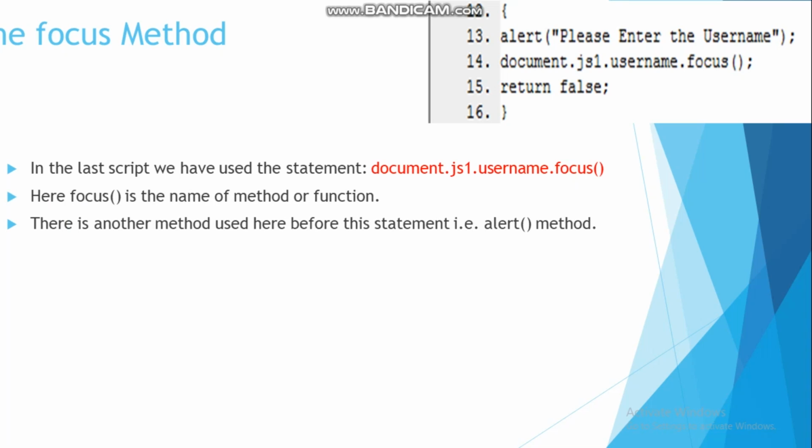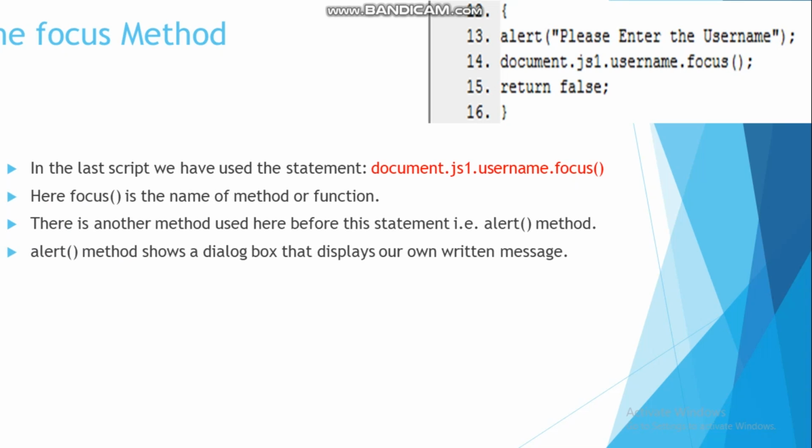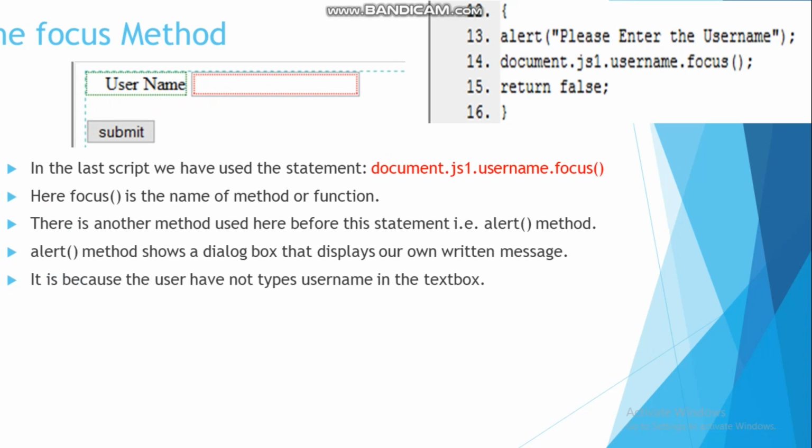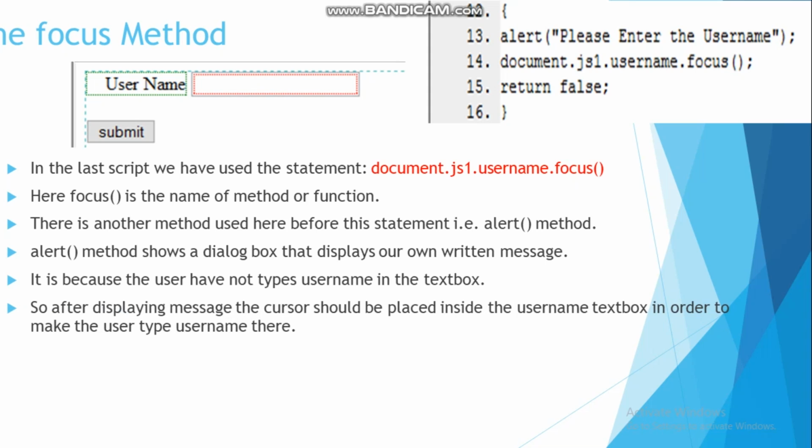There is another method used here before this statement, that is alert. So we have used alert also. You can see alert, please enter the username is given. Remember, alert and focus, both these are built-in functions. Alert method shows a dialog box that displays our own written message. That is, we have given please enter the username, that message will be displayed. It is because the user has not typed username in the text box. So user has not typed anything. At that time it will show you the message.